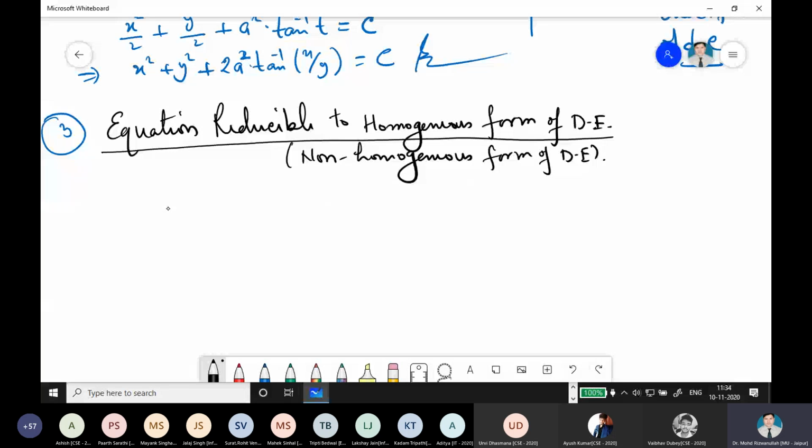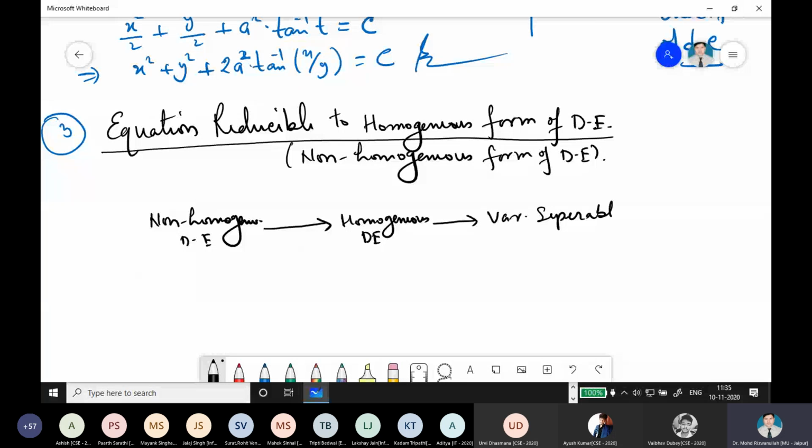So what is the chain here? If it is a non-homogeneous equation, we have to convert it into the homogeneous differential equation form, then reduce it into the variable separable form, and then solve that question. Is it okay now? This is the chain that we will follow in this non-homogeneous differential equation. But the question is, when do you call it non-homogeneous, and how can we solve it?